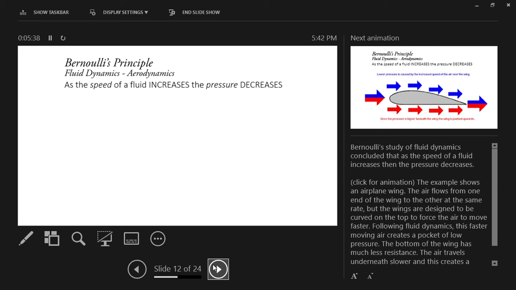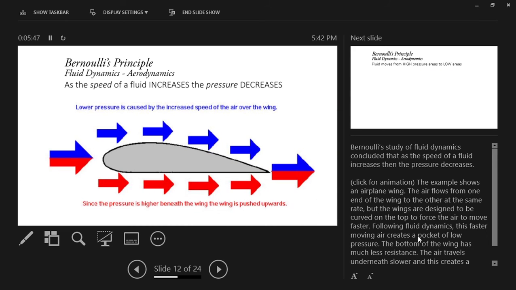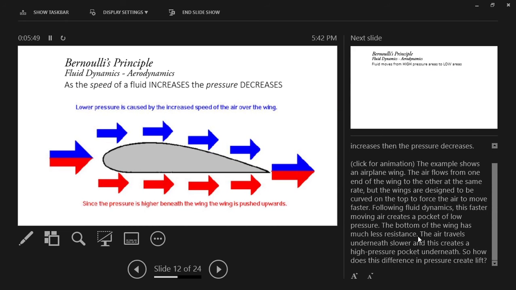Bernoulli's study of fluid dynamics concluded that as the speed of a fluid increases, the pressure decreases. The example shows an airplane wing. The air flows from one end of the wing to the other at the same rate, but the wings are designed to be curved on the top to force the air to move faster. Following fluid dynamics, this faster moving air creates a pocket of low pressure, and the bottom of the wing has much less resistance, so the air travels underneath slower, and this creates a high pressure pocket underneath.